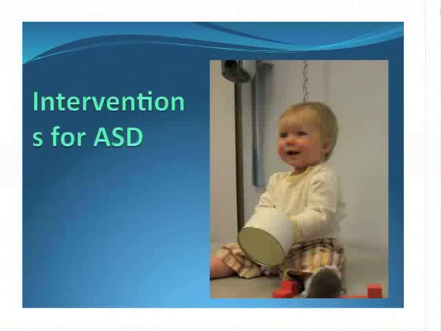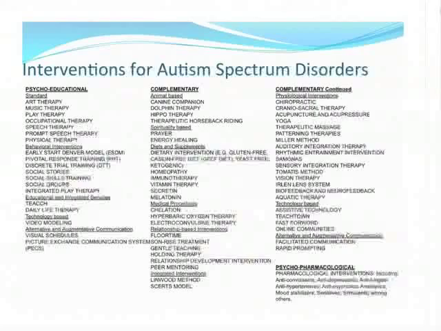So interventions for autism. This next very complicated slide lists most, but not even all, of the interventions that are out there for autism. If you simply Google interventions for autism or autism intervention, you get over 5 million hits. This morning I just checked. It was 5,230,000 hits according to Google in 0.23 seconds.